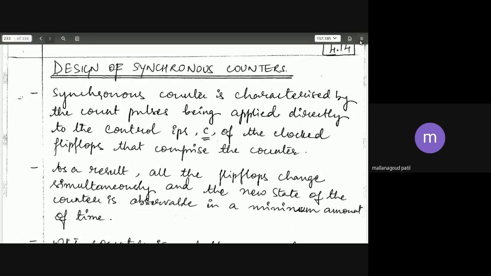Anyone? What is the synchronous concept? Are you audible? If you are connecting me, only I will come to know. Okay, you will be getting the sharing information. Otherwise, it will be a problem. Are you audible? Yes, sir. Okay, what is the synchronous concept?